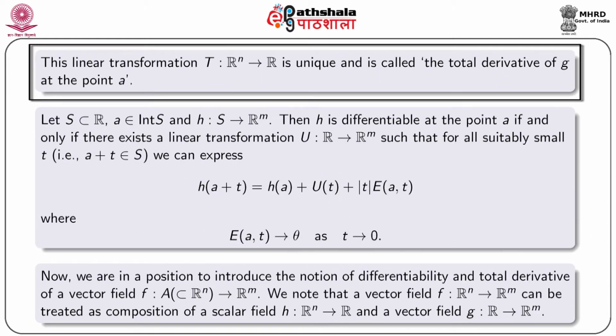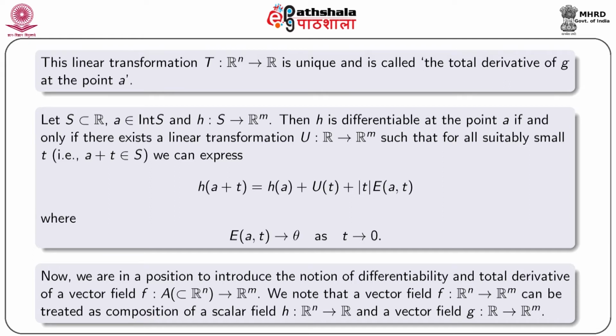This linear transformation T from R^n to R is unique and is called the total derivative of g at the point a. We usually denote it by the symbol g'(a).